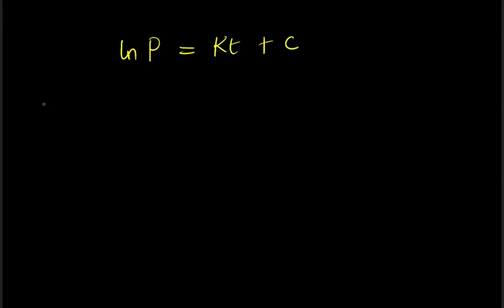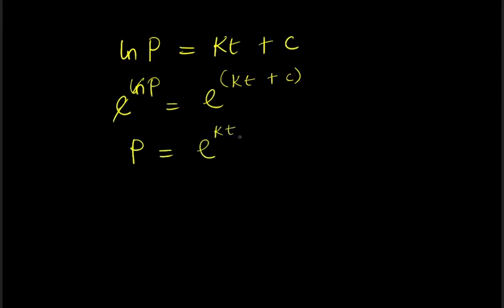Because I have ln, to take away the ln function, I need to apply exponents to both sides. I am going to have the exponent of ln P equals the exponent of kt plus c. Here, this and this cancel. So from here we are going to have that P is equal to e to the power kt times e to the power c.